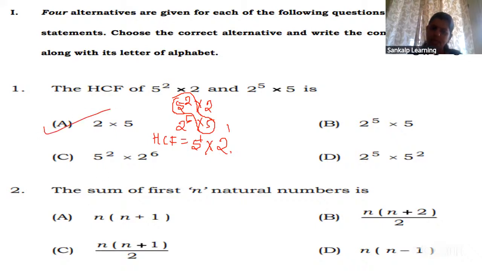Okay. Next, the sum of first n natural numbers. This is of the topic arithmetic progression. The sum of first n natural numbers is n into n plus 1 divided by 2. Already I have discussed this part in the class. So this is the sum of first n natural numbers, and option C is right here.